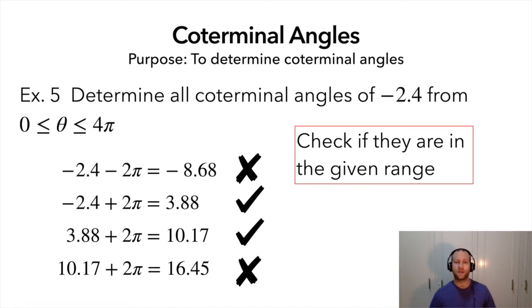So notice my strategy with this. I subtracted a full rotation until I got out of the range, which this one I was out of the range at the very beginning. So then add 2 pi, and you keep going until you get out of that range.